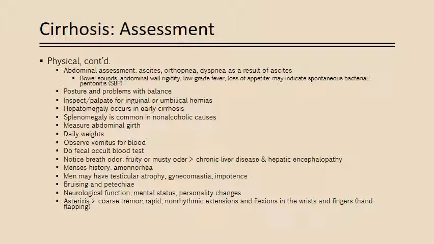More assessment would be their posture. Do they have problems with balance, indicating neuro involvement? Inspect and palpate for inguinal or umbilical hernias. Why do you think they might have hernias? What makes sense to you? I want you to tell me. Hepatomegaly occurs in early cirrhosis, as we mentioned, and splenomegaly is common in the non-alcoholic causes.